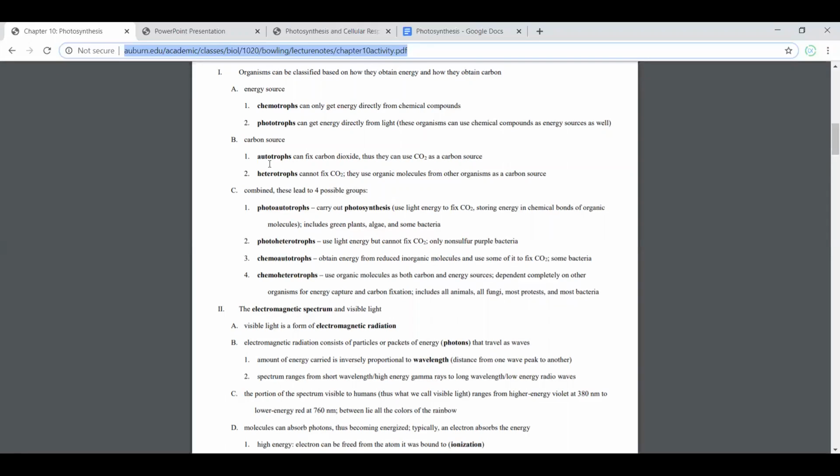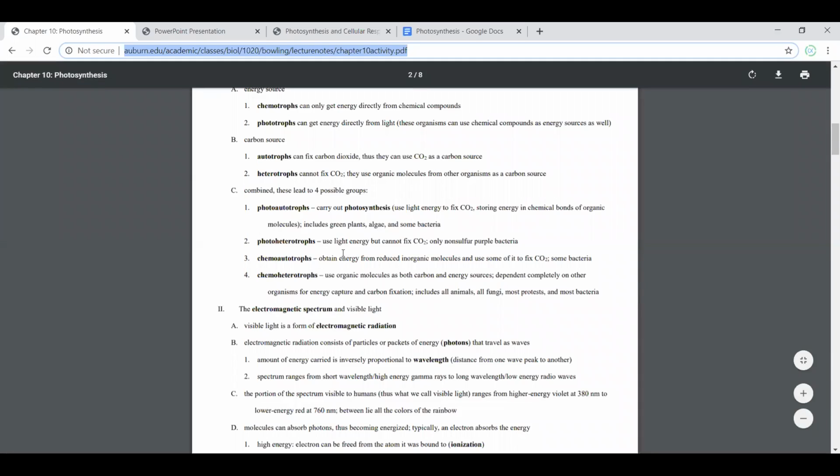So combined, you can have four possible groups. You can have photoautotrophs, which carry out photosynthesis, use the sun's energy, and also take in carbon dioxide from the atmosphere. So green plants, algae, and some bacteria are photoautotrophs. Then there's photoheterotrophs. These will use light energy again, but they cannot fix CO2, so they have to go around and eat other organisms to get their carbon.